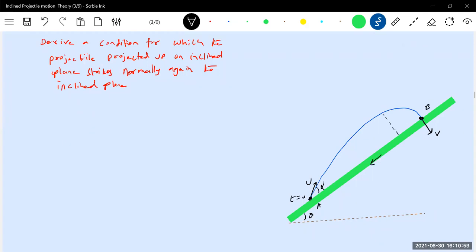Now we'll resolve g also. This will be g cos theta, g sin theta, g cos theta. Resolve velocity also, u parallel, u perpendicular. Let's get into the calculation. It should strike normally there. That's what the condition is. So first we'll calculate as usual the time of flight after some time t.